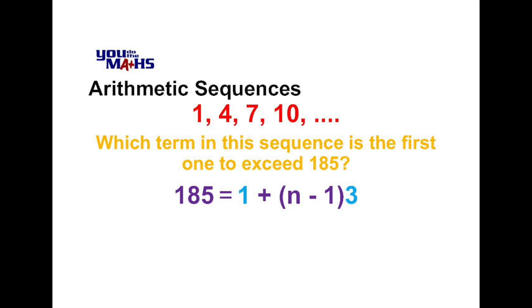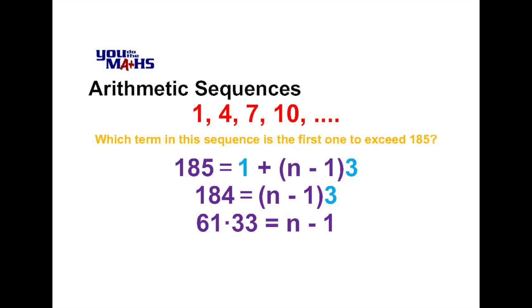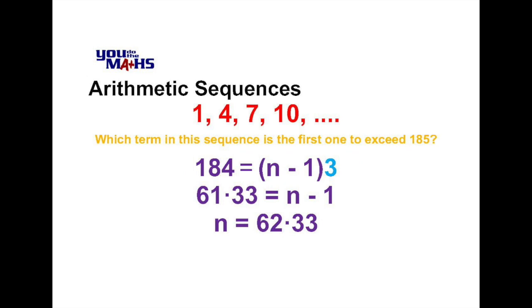If we then go through and solve that algebraically, we can subtract 1 from both sides, and then divide both sides by 3, and we get that the term in the bracket n minus 1 is equal to 61.33. To solve that further by adding 1 to both sides, we get n equals 62.33. But what does that actually mean? Because you can have a 62nd term in the sequence, and you can have a 63rd, but how do you have a 62.33 term in the sequence? It doesn't quite make sense.